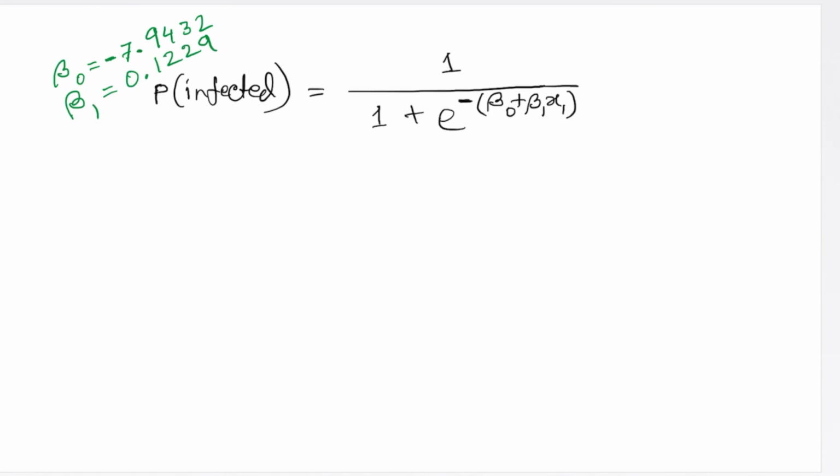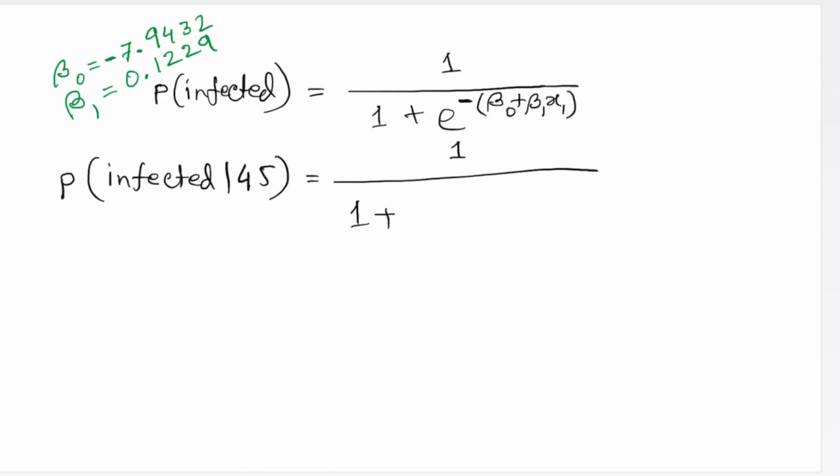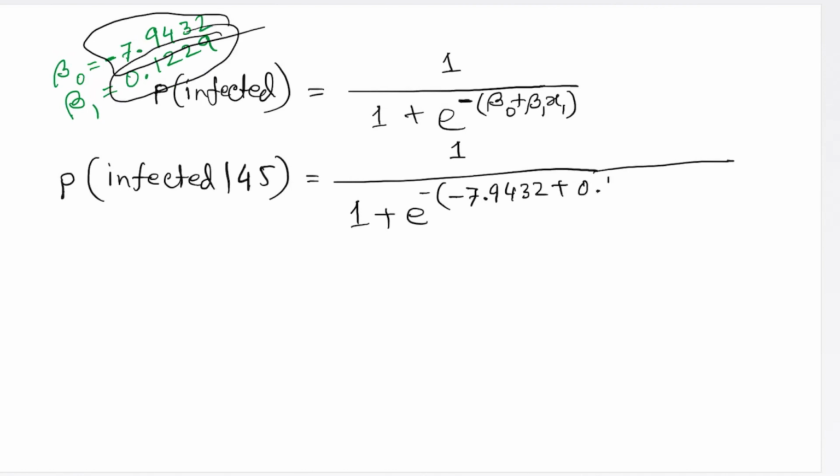For example, what is the probability that a person is infected given the sample has 45 factors? Basically, the equation would be 1 divided by 1 plus e to the power minus (beta naught, which we already know, which is negative 7.9432, plus beta 1, which we already know, 0.1229 times x1). X1 here is 45. So we have 45 here.